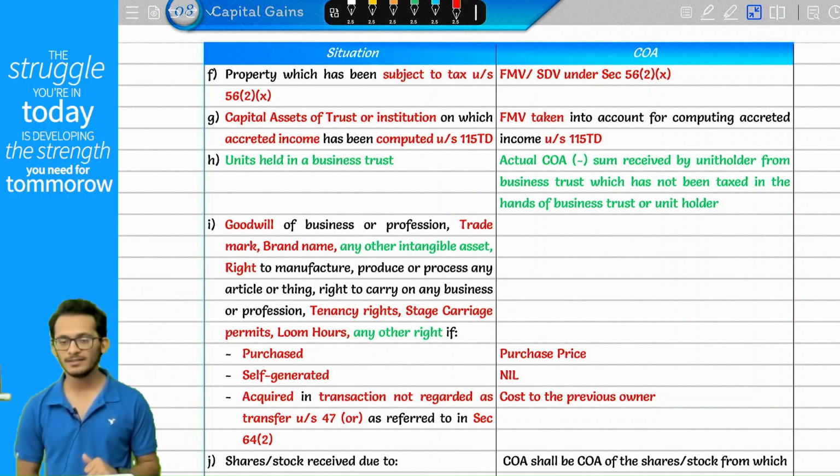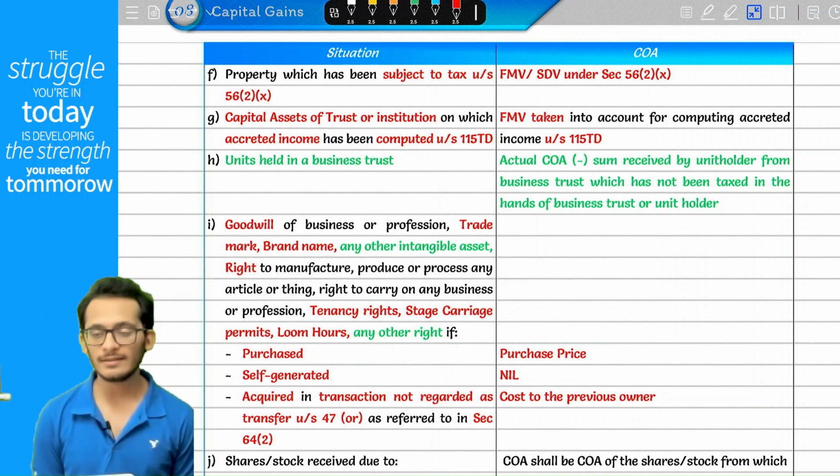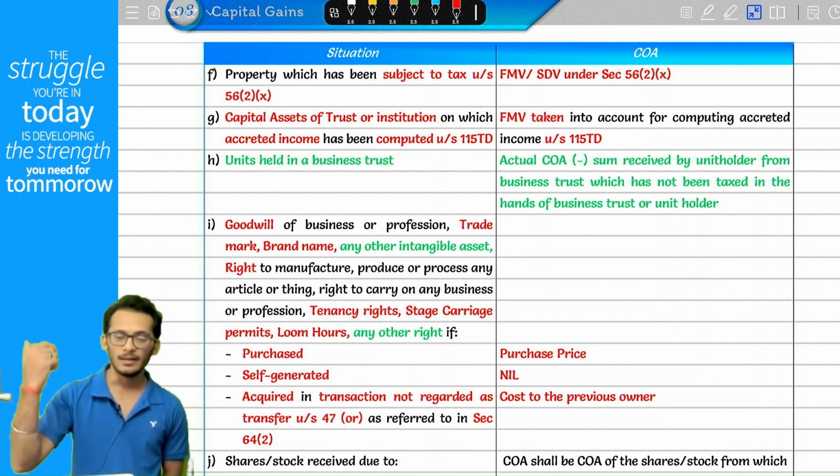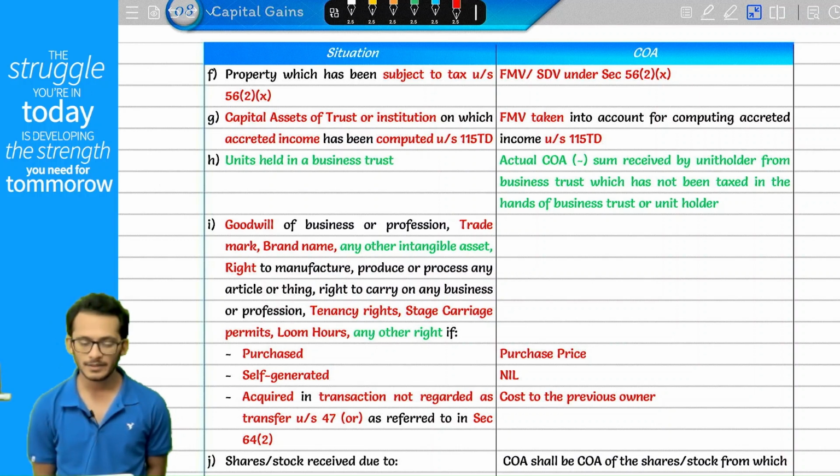if you bought any property which is an intangible asset, tell me, have you self-generated the property? If you say yes, I will say the value is 0. If you say no, I've purchased it, then I will say purchase price.